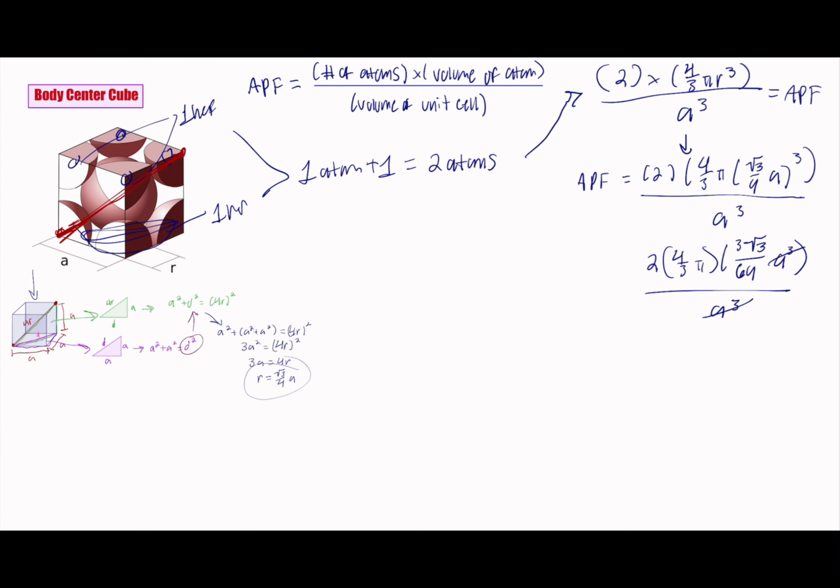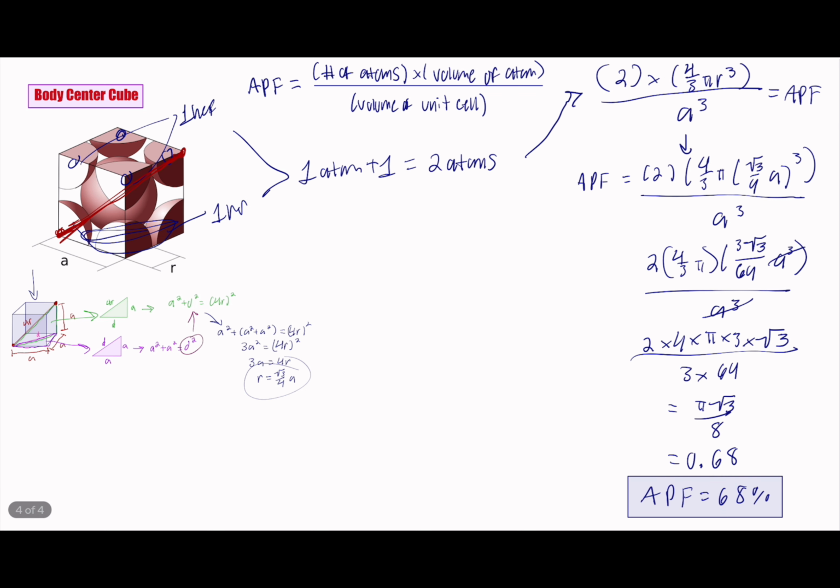And then once again, you can already put this in the calculator. You can just keep simplifying it, which I will, which is 2 times 4 times pi times 3 times square root of 3 over 3 times 64, which will equal to pi square root of 3 over 8, which will equal to 0.68, which means that the atomic packing factor is equal to 68% for the body center cube.